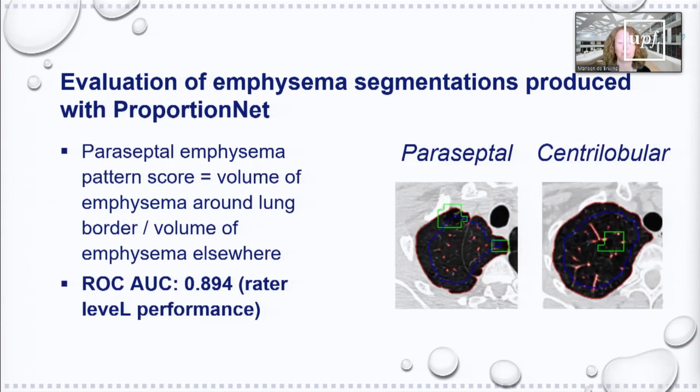So we evaluated whether the segmentations that we found were in the paraseptal or in the centrilobular region, and then used that to detect the emphysema type. And we found a very good agreement between this detection based on the segmentation and the radiologist scores, indicating that the segmentations indicate the right regions in this case.